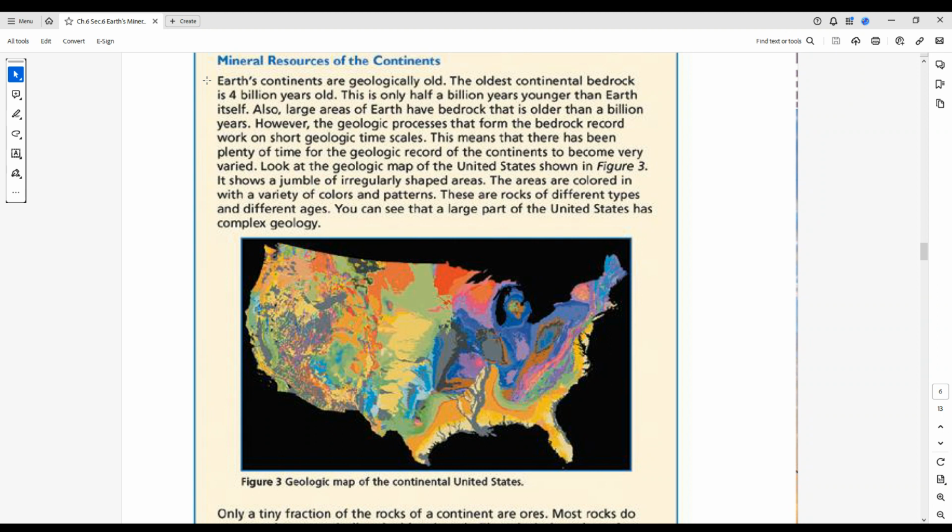However, the geologic processes that form the bedrock record work on short geologic time scales. This means that there has been plenty of time for the geologic record of the continents to become very varied. Look at the geologic map of the United States shown in Figure 3.